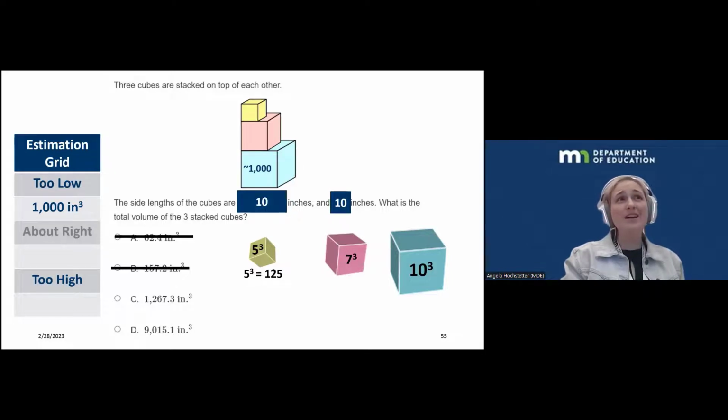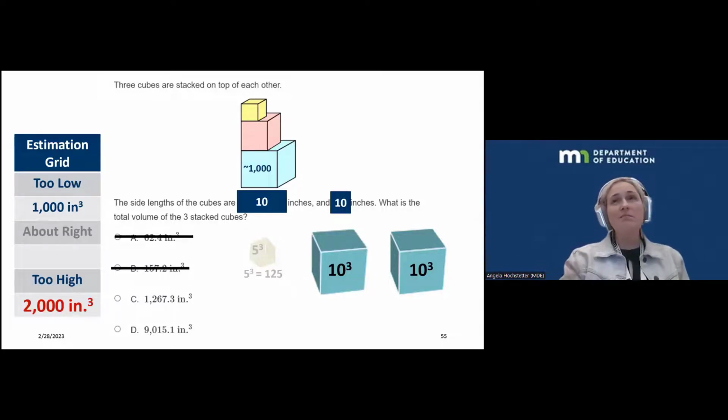So you know what I'm going to do? I'm going to put those together because I know that is going to be bigger. And I'm going for too high. And if I do that, let's just do 10 cubed again because I've already done it. And so what's too high? 2,000. With that information, what can we do now?